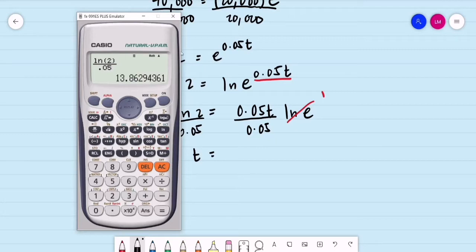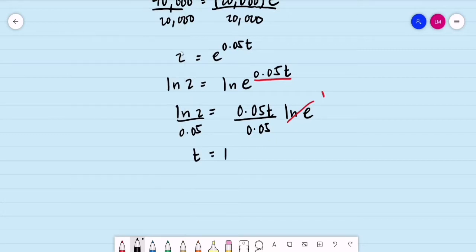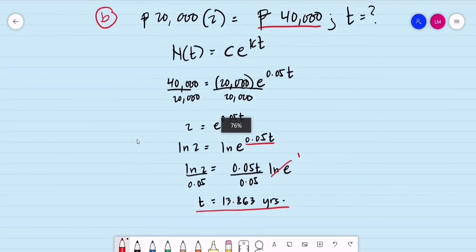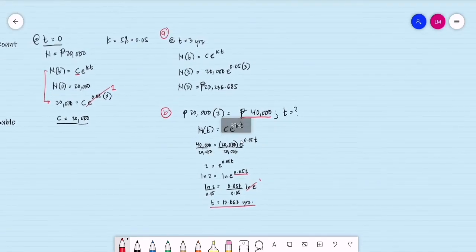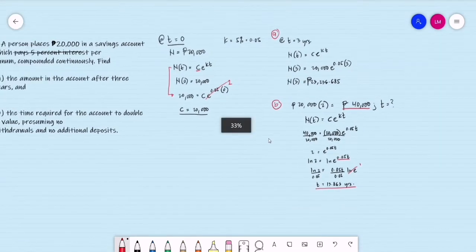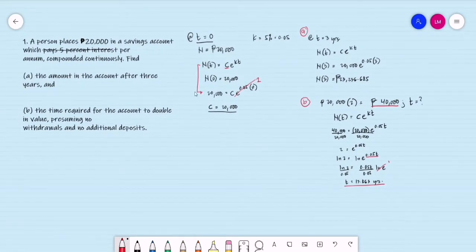That's 13.863. So let's say this is 13.863 in terms of years. So this will be our answer and solution for the second question, question B. Okay, so this will be our solution for this first example.